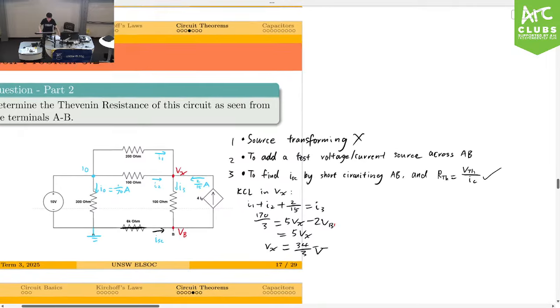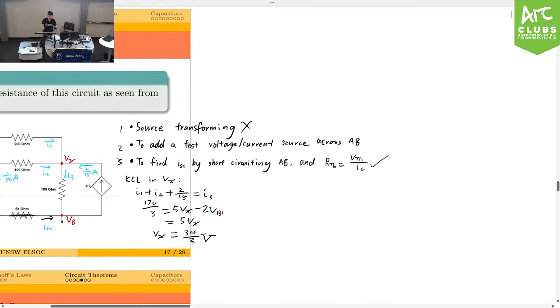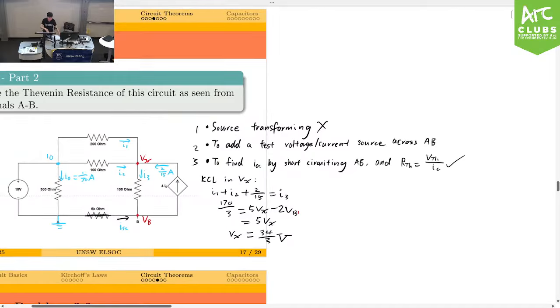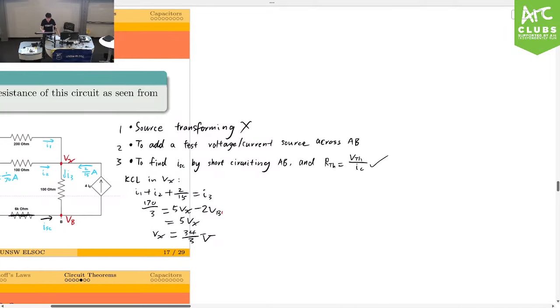After we have Vx, we don't actually need KCL in another node, node B. I'll explain it later. So let's find I3 first. We can apply Ohm's law on I3. I3 equals Vx minus Vb on 100, which equals 34 on 3 minus 0 on 100, and turns out to be 117 on 150 amps.